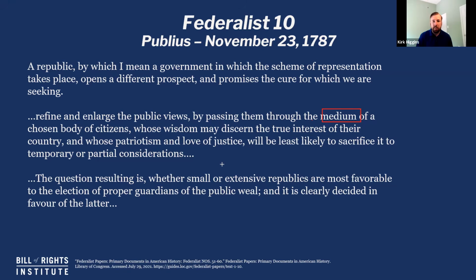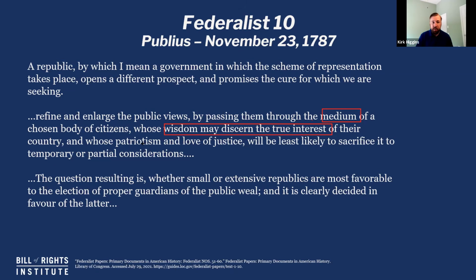of a chosen body of citizens. So what do we mean here? He means that by having individuals who elect other individuals, you essentially have now a single individual representing multiple views. And so then that relies on their wisdom to discern the true interest of their country, right? So I have interests, my colleagues at the Bill of Rights Institute may have interests. When we vote for an individual, what results from that is that I now, as the representative, am possessing all of these things, and I have to use my wisdom to then determine what is going to be the greatest good for the greatest number of people.